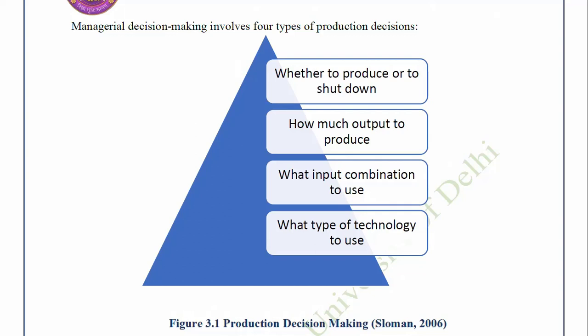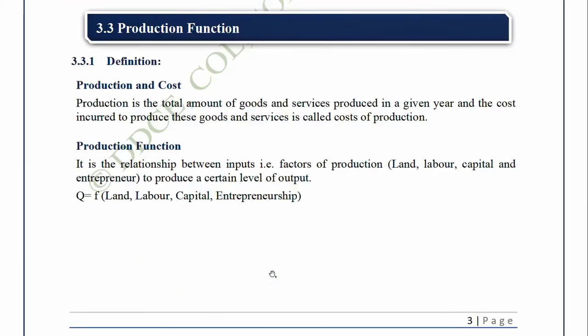Managerial decision making involves 4 types of production decisions. These are whether to produce or to shut down, how much output to produce, what input combinations to use, what type of technology to use. 3.3, Production function.